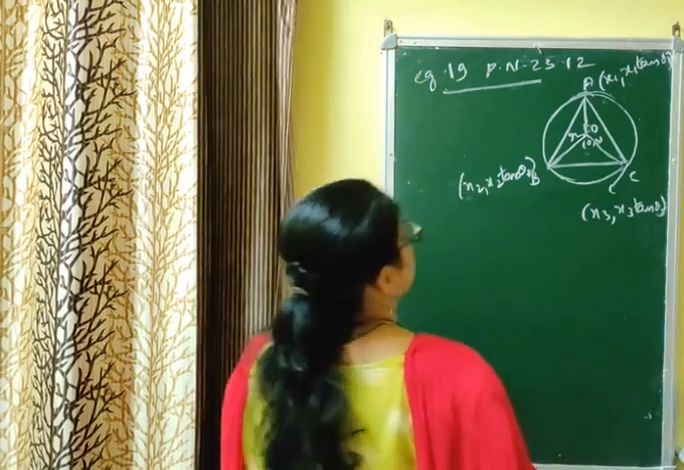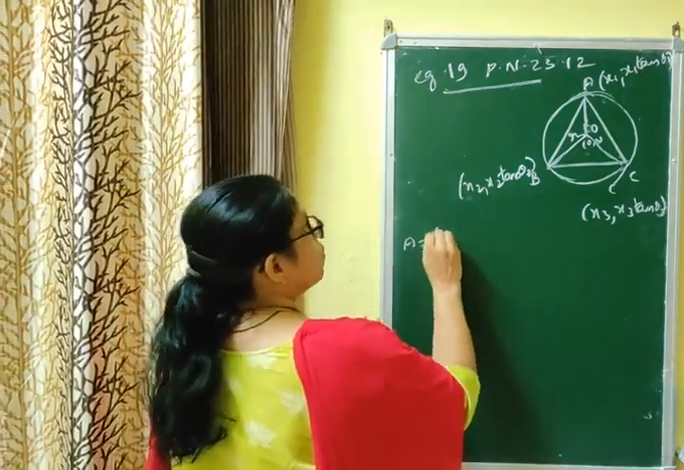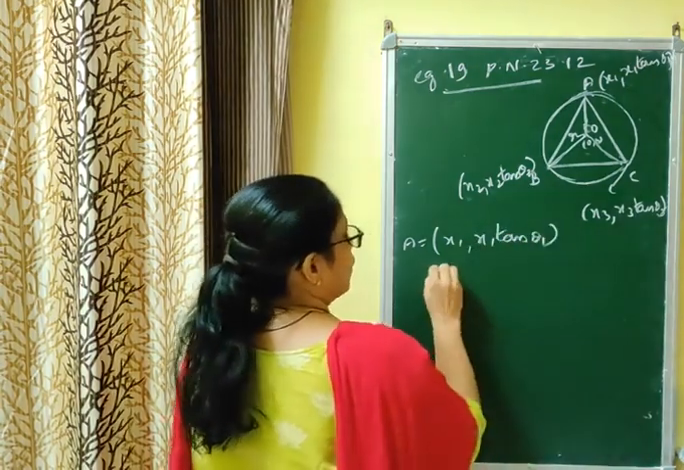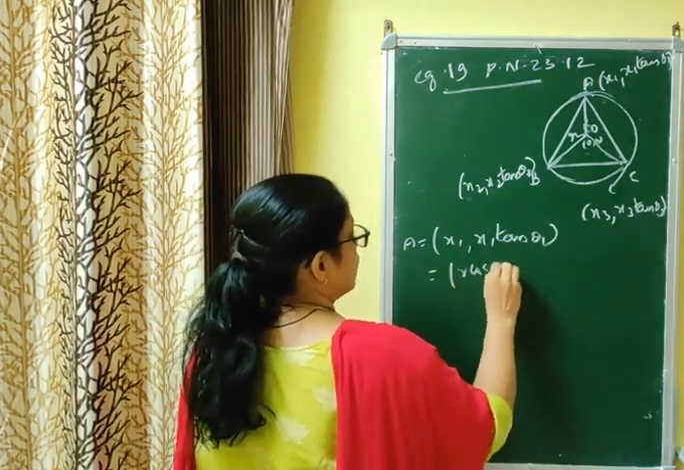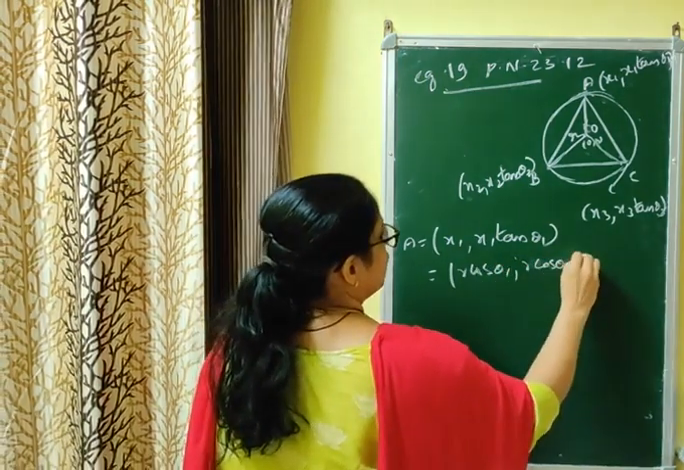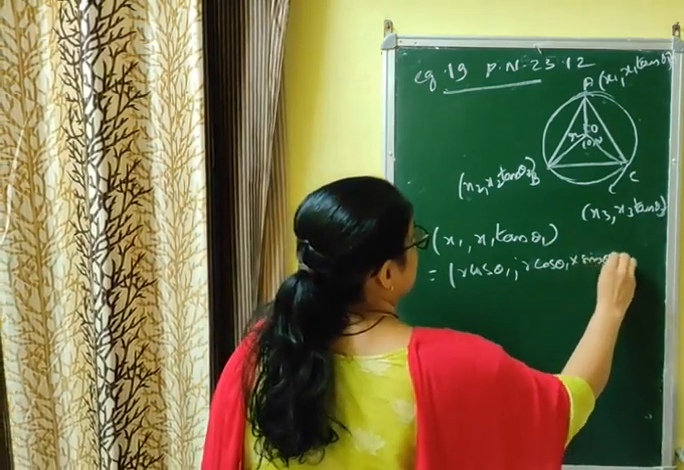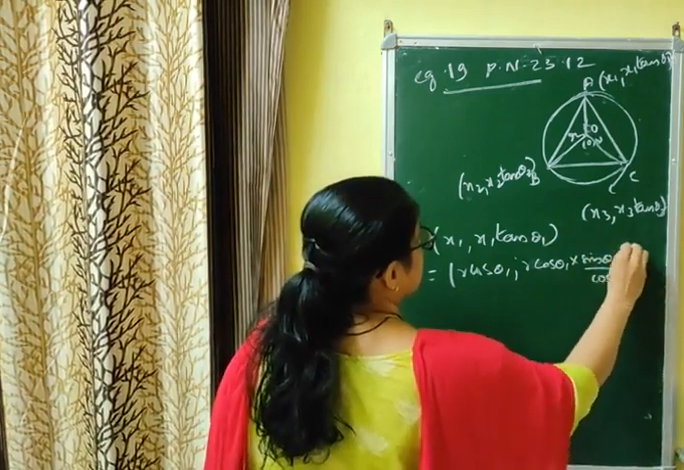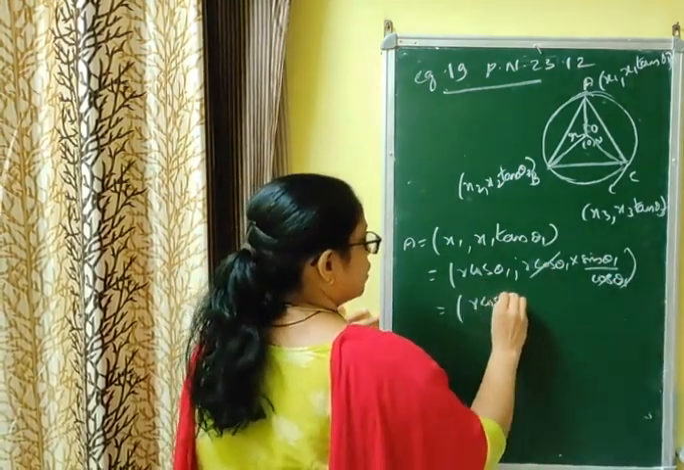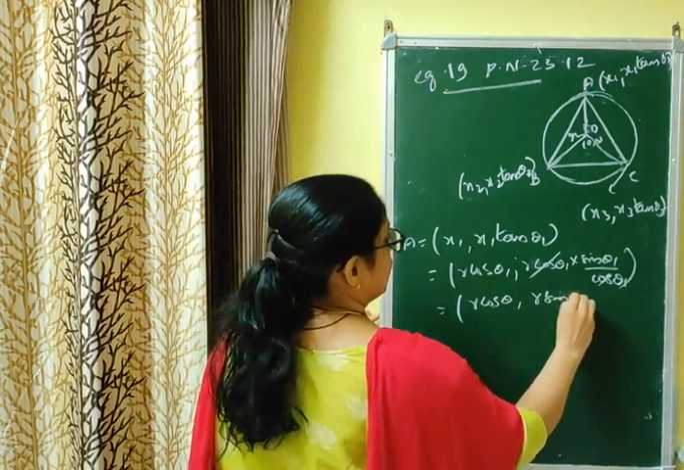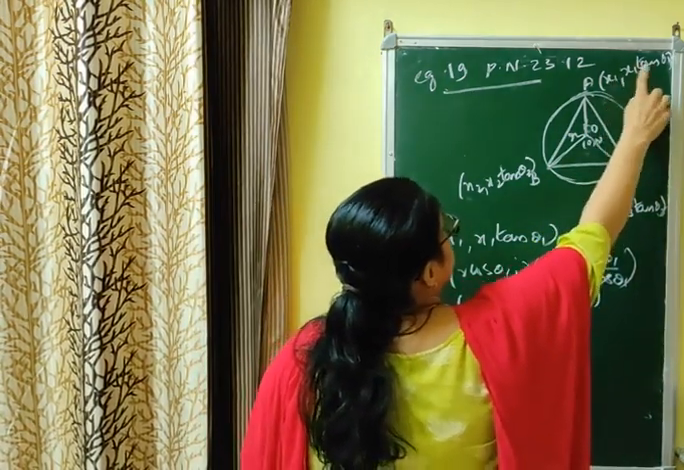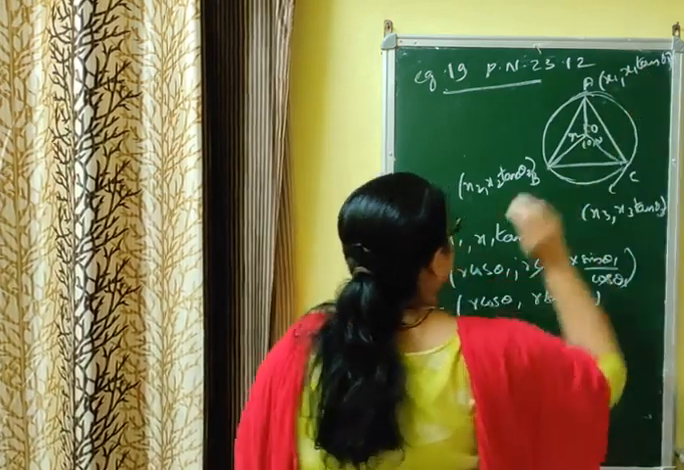Now first coordinate A is equal to x1 comma x1 tan theta 1. If we change this, what will you get? x1 is r cos theta 1 comma r cos theta 1 into sin theta 1 by cos theta 1. This becomes r cos theta 1 comma r sin theta 1. So the coordinate of A in sin-cos form is r cos theta 1, r sin theta 1, since tan theta 1 was given.